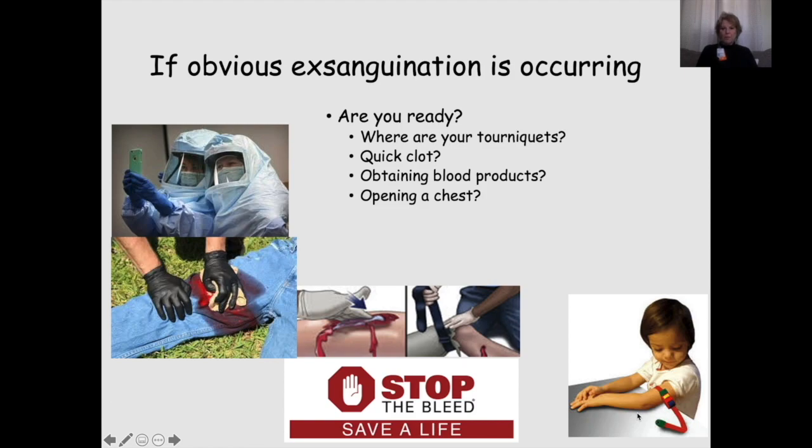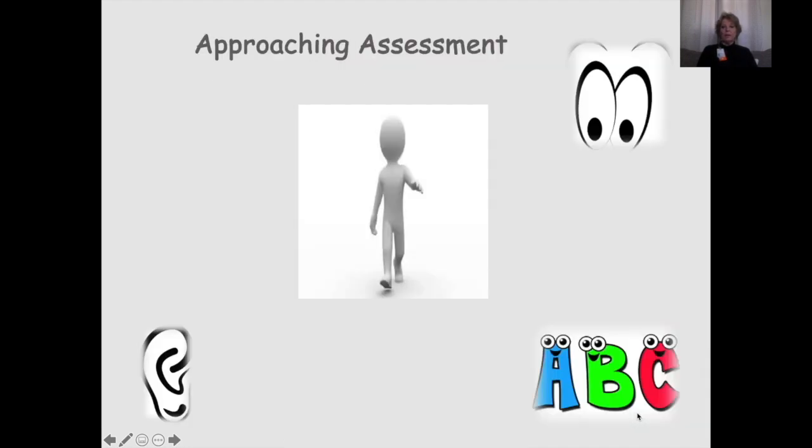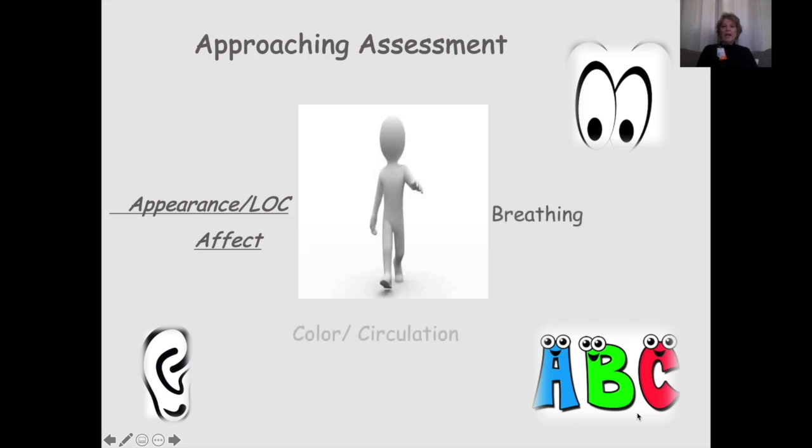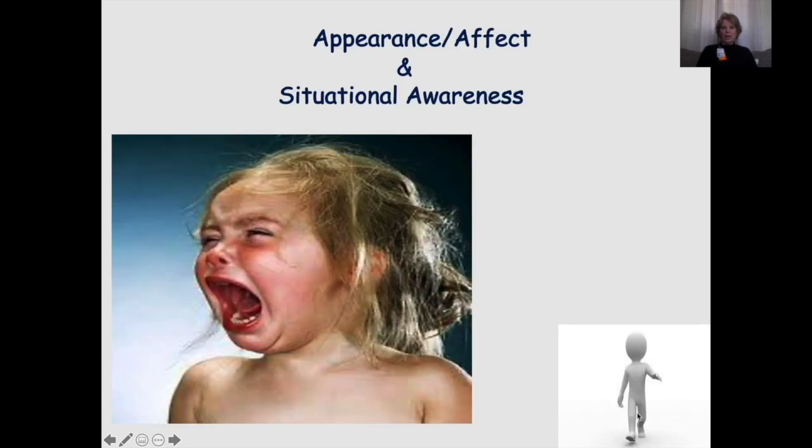So always be prepared. Are you ready? Do you know where your life-saving equipment is? Whether it's on the truck or whether it's in a room, where is the equipment you're going to need the quickest to save a life? So let's talk about the approaching assessment, the Pediatric Assessment Triangle. It involves the appearance or the affect, which is essentially what their level of consciousness is, their breathing, and their circulation is evidenced by color.